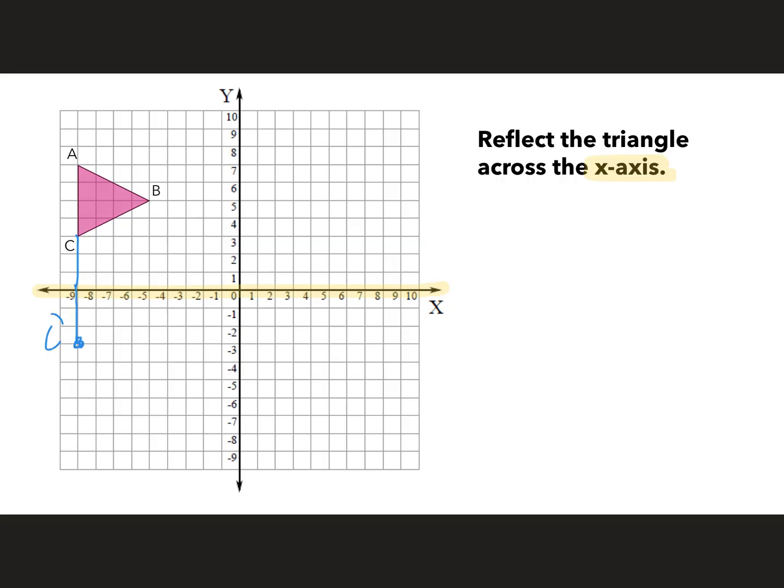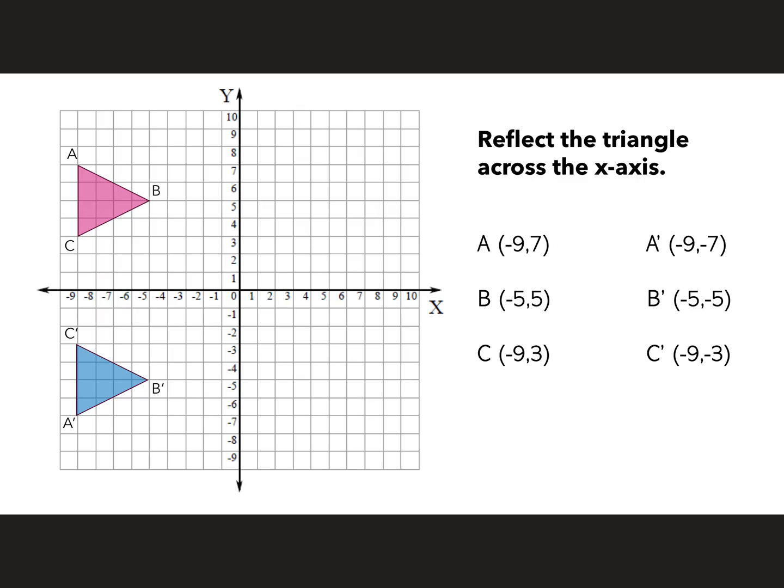There's my new C. A is actually 1, 2, 3, 4, 5, 6, 7. So 1, 2, 3, 4, 5, 6, 7 away right here. And then the B is 1, 2, 3, 4, 5. And so it is 1, 2, 3, 4, 5 away. All right, let's connect those points. There you go. Two triangles, congruent, and equally distant from the x-axis.